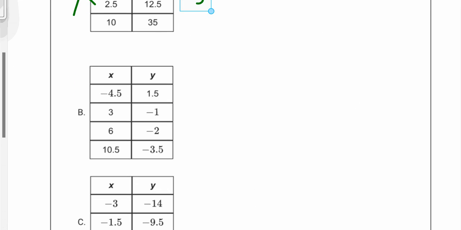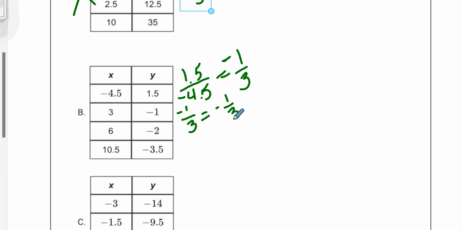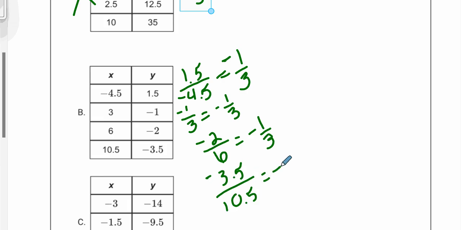Okay, y over x, 1.5 divided by -4.5 equals -1/3. -1 divided by 3 also equals -1/3. -2 divided by 6 also equals -1/3. And if I do -3.5 over 10.5, it also equals -1/3. This is my proportional graph.